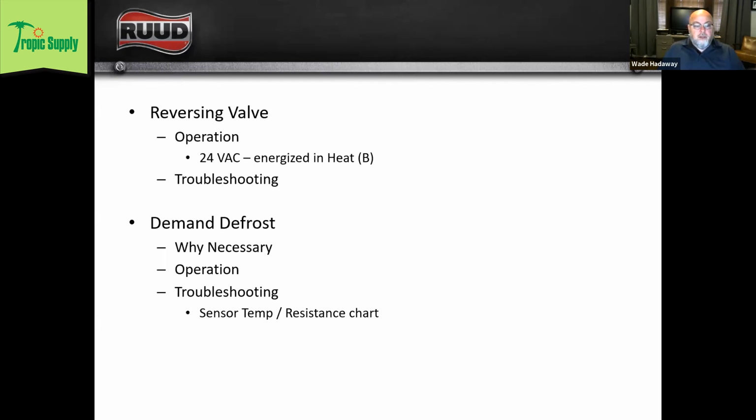Showed you a couple ways that you can troubleshoot the valve. We talked about demand defrost, why it's necessary, and some operation and troubleshooting, and then you will be getting a temperature resistance chart for the thermistors that we ship with the unit. That temperature resistance chart is also in the service manual.